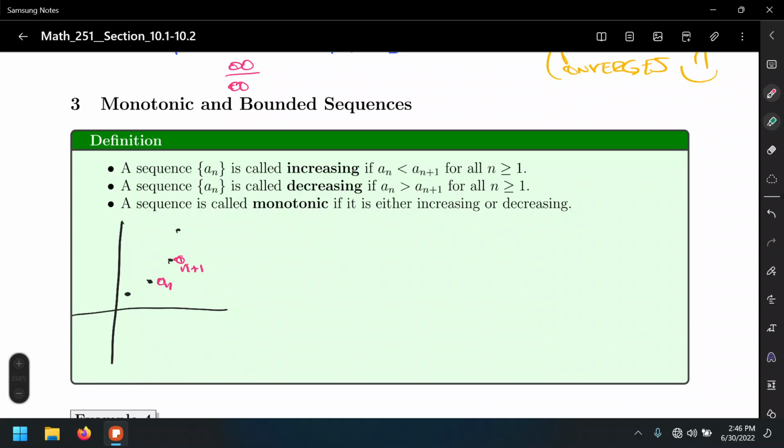Well, for this reason, a sequence is increasing when a given term is less than the next term, the n plus 1 term. So from here we can see that it's increasing because a sub n is less than a sub n plus 1.